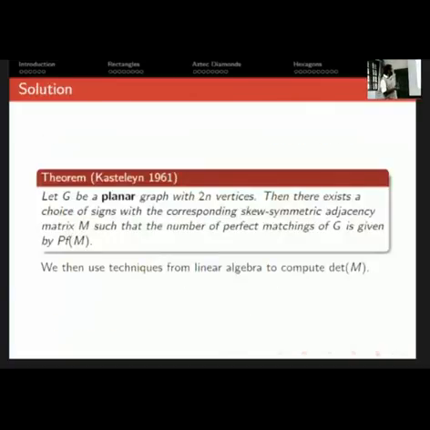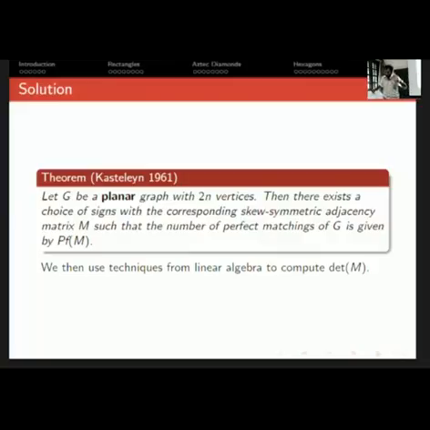The resolution of this is the theorem of Kasteleyn, whom I mentioned earlier. If G is a planar graph with 2n vertices, where a planar graph is a graph that can be embedded on the plane without any crossings, then there exists a choice of signs.